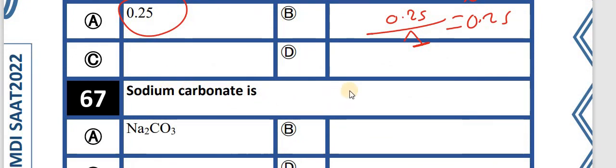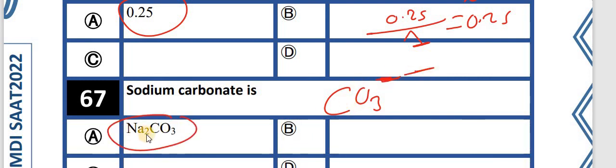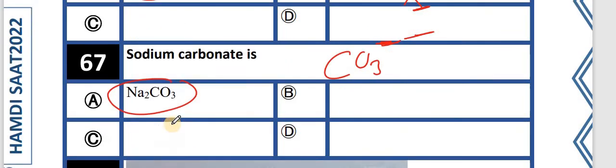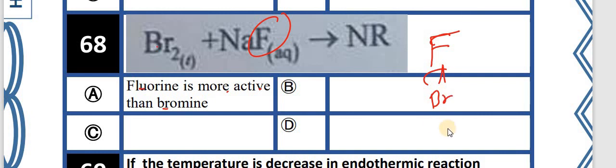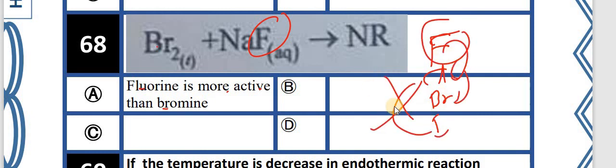Sodium carbonate: when carbonate is combined with sodium, the question was like that, carbonate with sodium gives sodium carbonate, here Na2CO3, because carbonate valency is -2. Bromine plus sodium fluoride, no reaction. Why? Because fluorine is more active than bromine, so bromine can't replace it. We know that here: fluorine, chlorine, bromine, iodine. The one up can replace the one down, but the one down can't replace the one up.